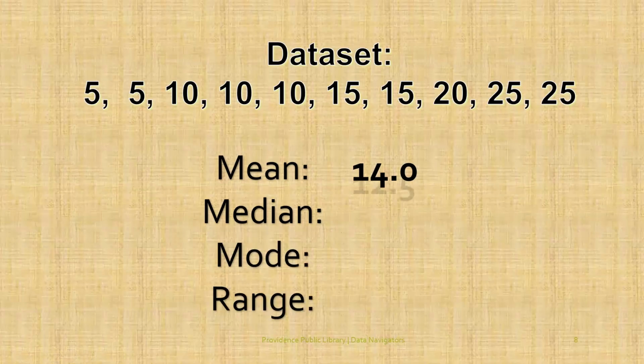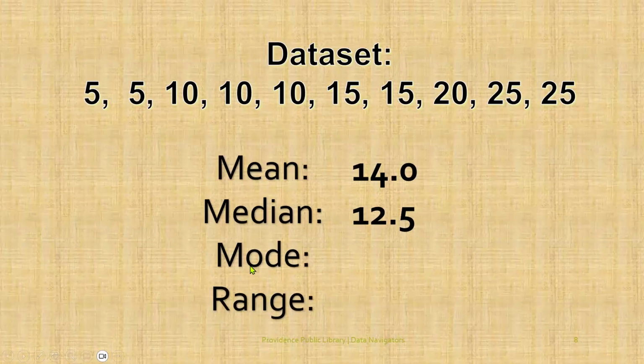12.5. Yeah, because this is even or odd? 1, 2, 3, 4, 5, 6, 7, 8, 9, 10. 10 is an even number. So we go for the middle two, add them and divide by 2. That gives 12.5. Perfect. Mean is 14. Correct, Azil. Mean is 14 and median is 12.5.